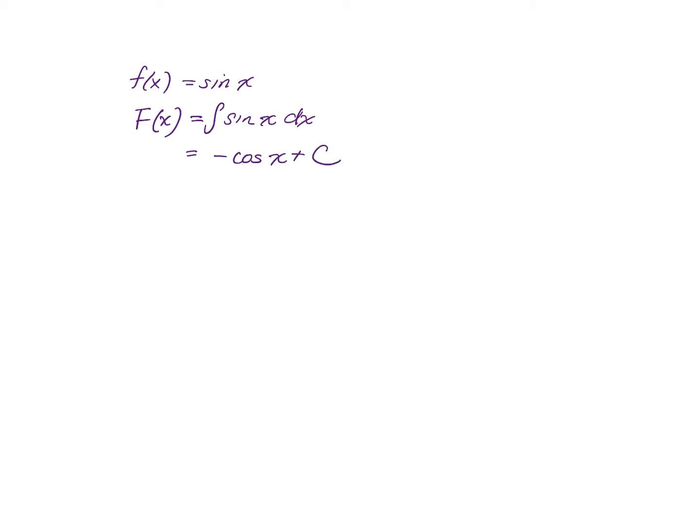Okay, so now they're going to give us an initial condition, and the initial condition they give us is that F of 0 equals 5. So we know if we plug 0 in for x, we're going to get 5. So I'm going to do just that. Negative cosine of 0 plus c is going to equal 5. And then all we need to do is solve for c. So we get 5 equals, cosine of 0 is just 1, so this would be negative 1 plus c. So then I can add 1 to both sides, and I get c equals 6.